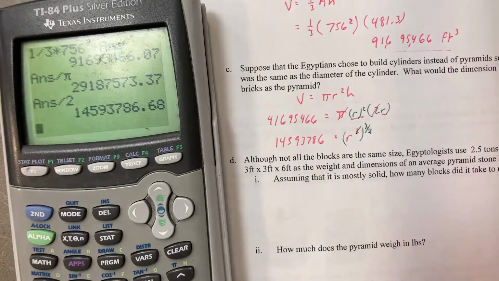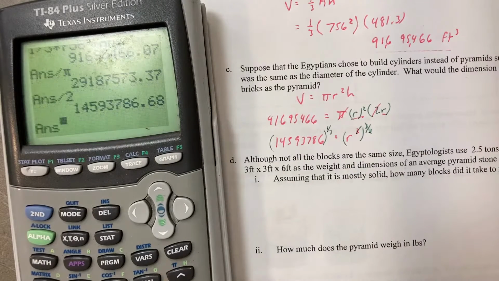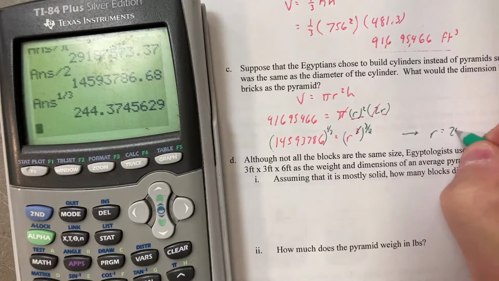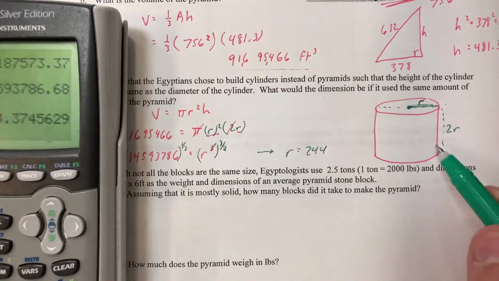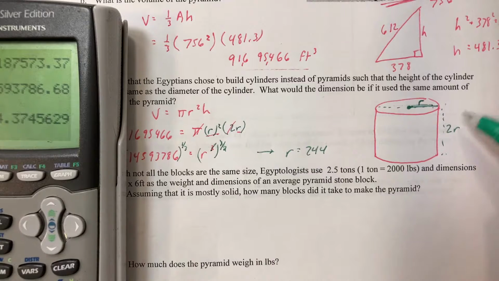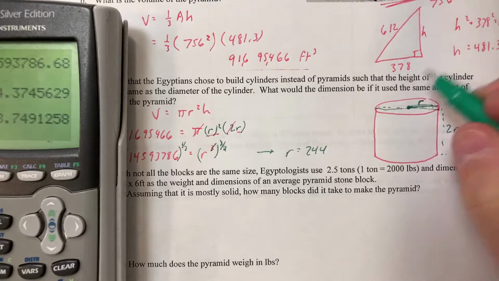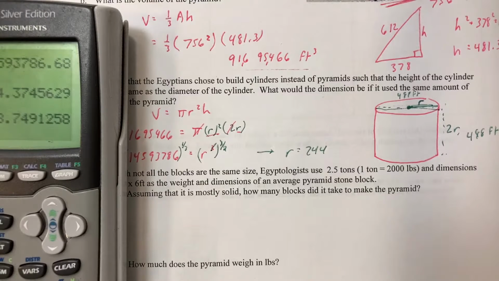But anyway, these will cancel now. And you have to do it to the same thing over on this side. So raise to the 1/3 power, like that. I'm left with about 244. We'll call it 244. So the dimensions of the great cylinder would be 2 times 244. So that would be 488 feet tall by 488 feet wide. Imagine a cylinder that tall.